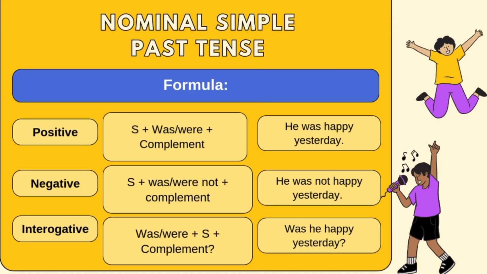And for questions, we simply move was or were to the front, and the pattern will change to was or were plus subject plus complement. For example, was he happy yesterday? Was it cold last night? Were you at school? So whenever you want to ask about someone's condition or a location in the past, just start with was or were. So yeah, nominal simple past tense is actually very easy. Just remember, no action verb. Use was for singular subjects and were for plural subjects.